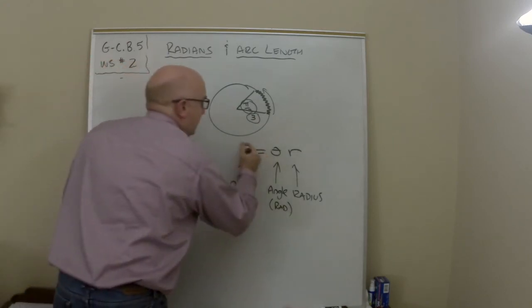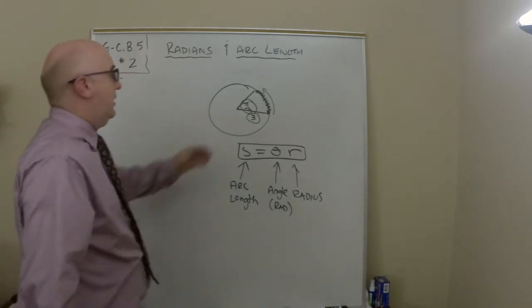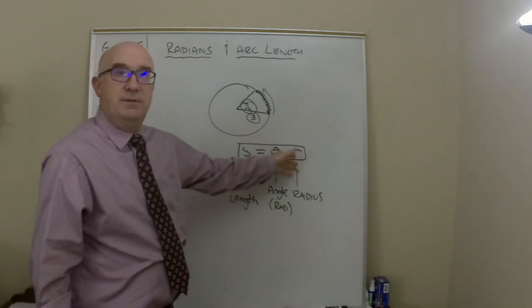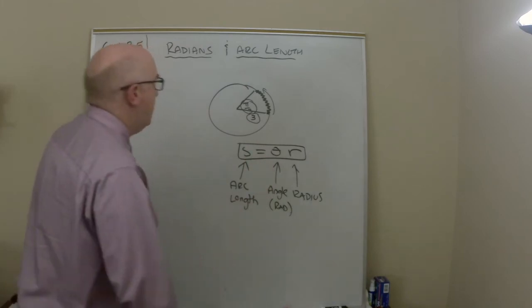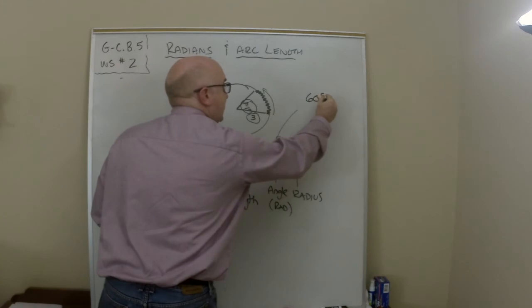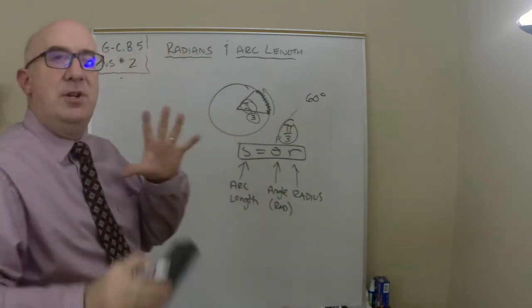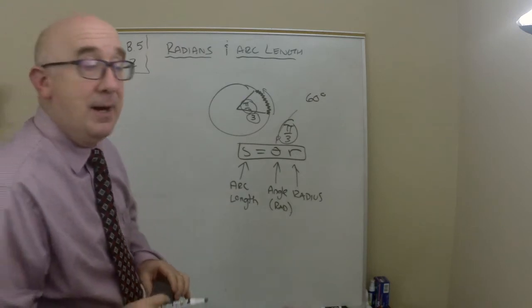So the main idea is that this little formula works in this worksheet. They'll give you the arc length, and they'll have you work backwards to find r and vice versa. They'll give you angles in degrees. They'll tell you that it's 60 degrees and you'll say, oh, that's pi over 3 in radians. So you might have to do a little converting to get around.